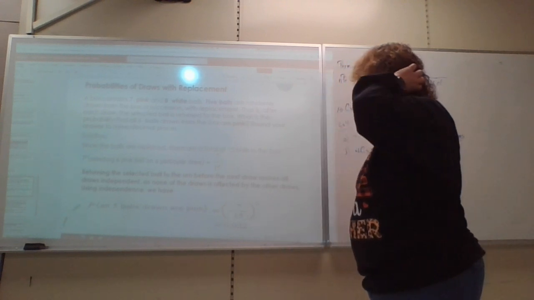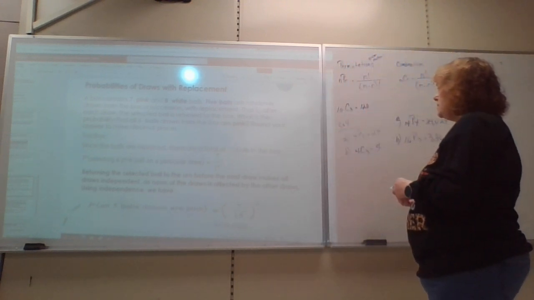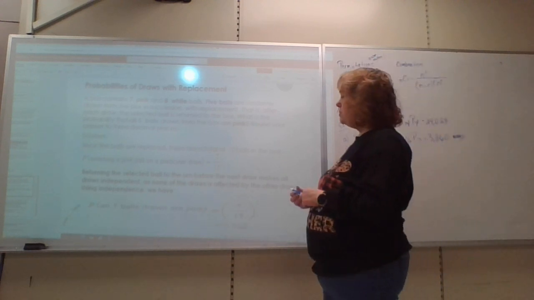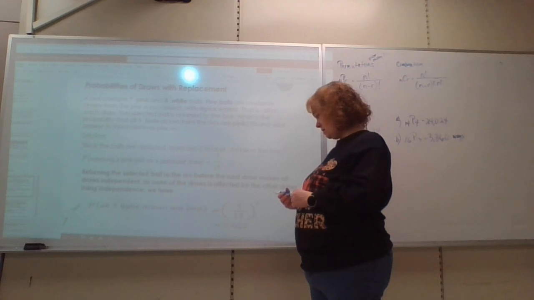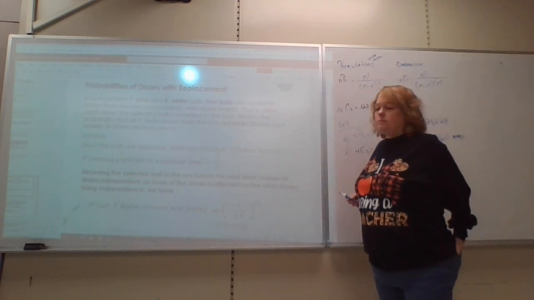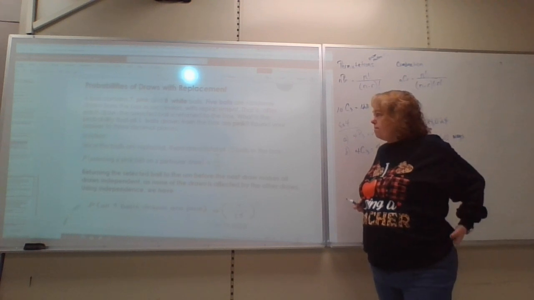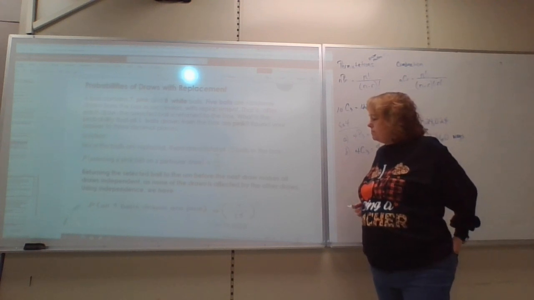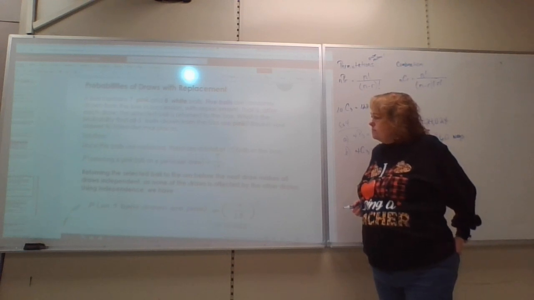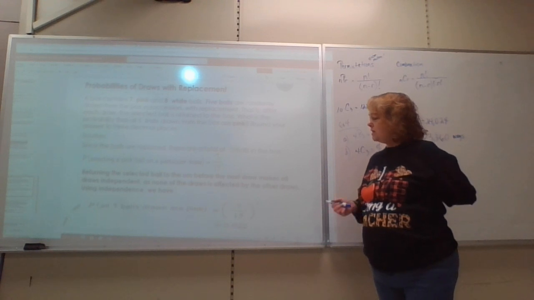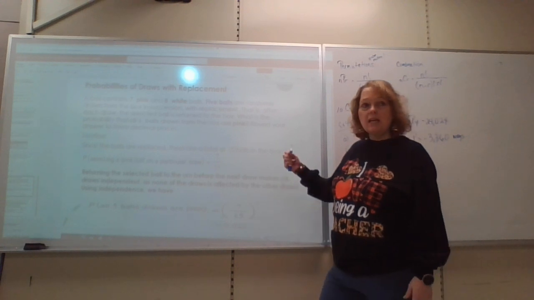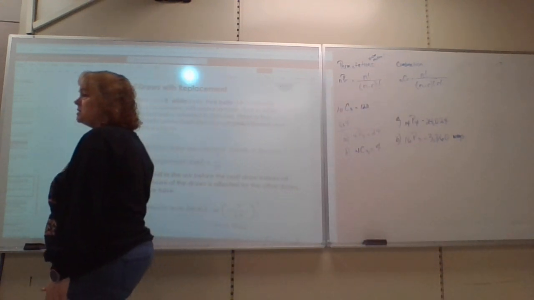Returning the ball to the box before the next draw makes all of them independent, as no draw is affected by the others. So we would say the probability that all 5 balls drawn are pink will be 7 over 15 to the 5th power. That's with replacement. Without replacement, this would be a 7, and then a 6, once one's taken out. So this is with replacement. Questions?